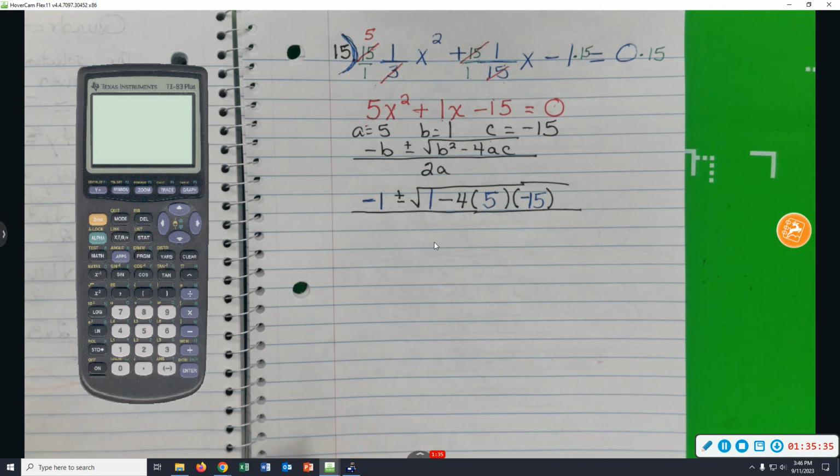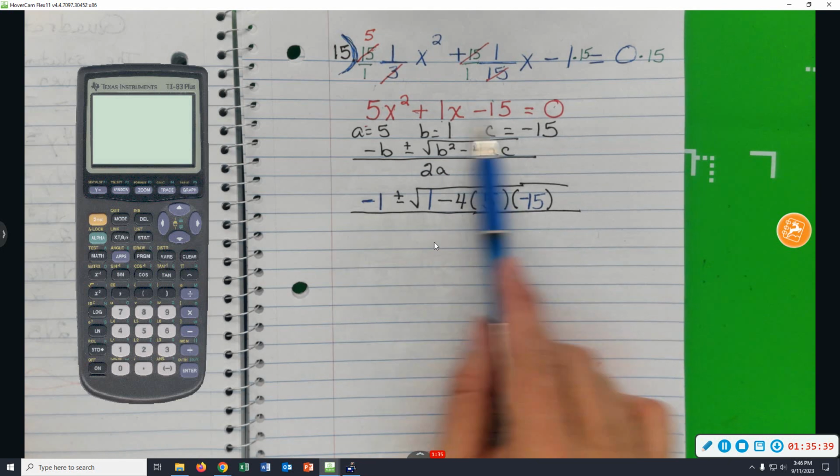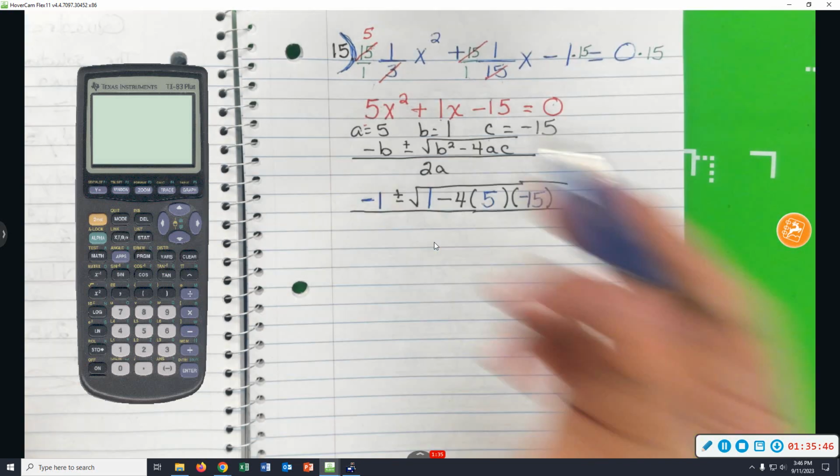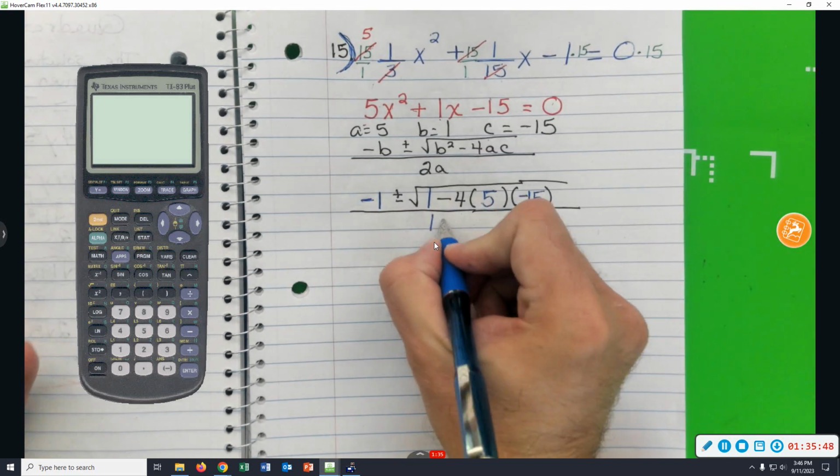What number will we have in the bottom now? Are y'all caught up with me? Once you get rid of the fractions, it's a pretty basic quadratic formula problem. So the value is 10, 2 times a is 10. That's right.